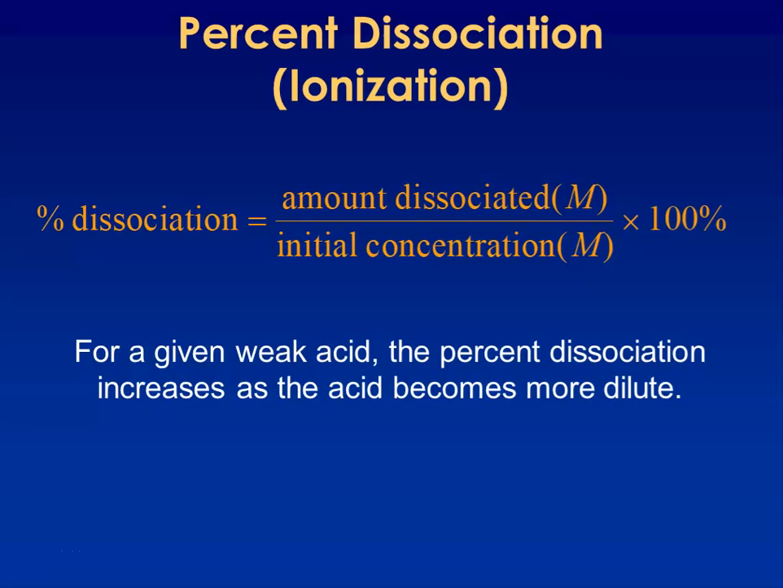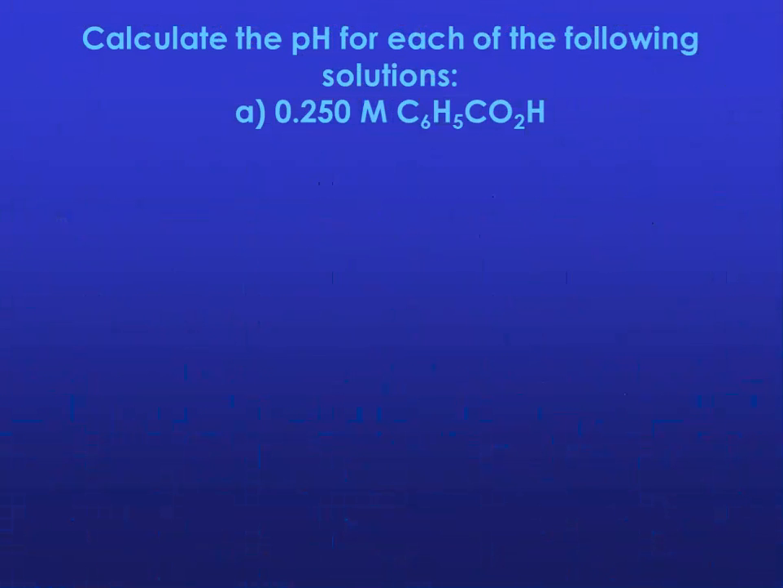So for this weak acid, it says the percent dissociation value will increase as the acid becomes more dilute, because even though the amount dissociated is going to diminish, the initial concentration is going to diminish much more. And so that's going to help to increase that percent dissociation value.